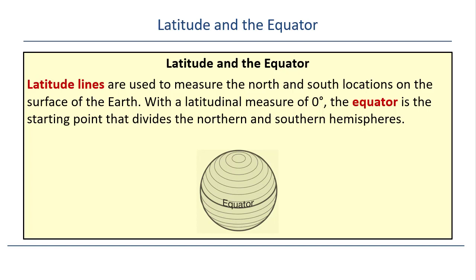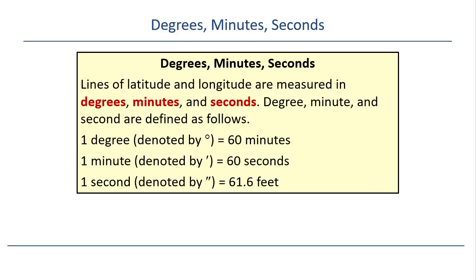Latitude lines are the horizontal ones, basically, that go around the Earth, similar to where the equator is, right? The equator is the one in the middle. And those are latitudinal measures, right? So the latitudinals go around, longitudinals go up and down. So now we can figure out where we are based on both of those, latitude and longitude. And those measurements are in degrees, minutes, and seconds.